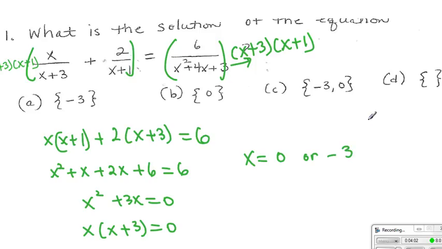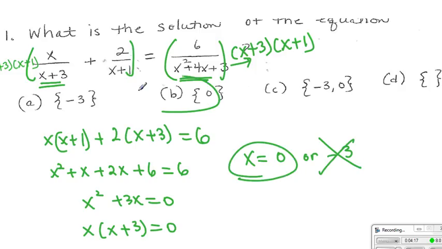Now, we always have to check these two values. Notice if you plug in negative 3 in place of x right here or here, it will make these two fractions undefined. So negative 3 has to be out. The only possible answer is choice B.